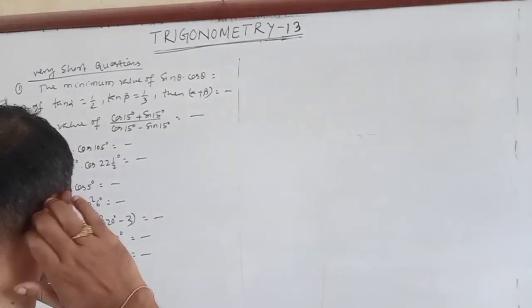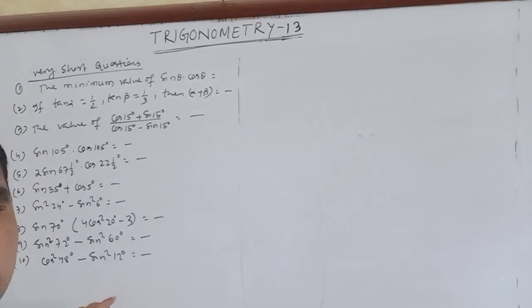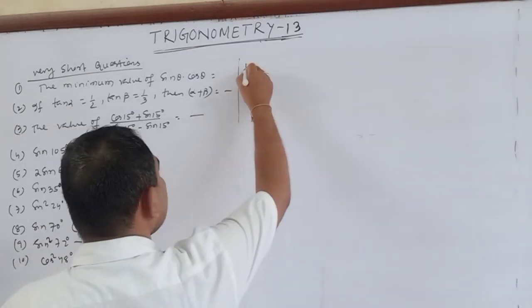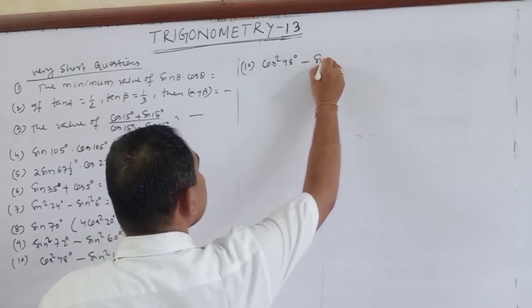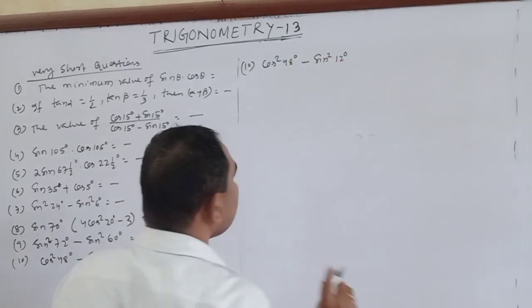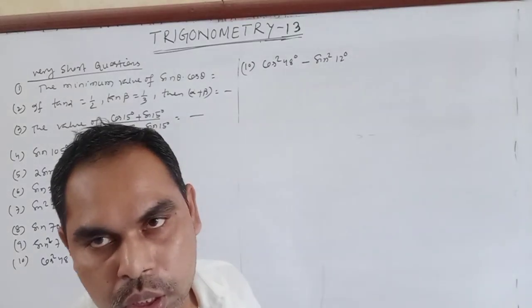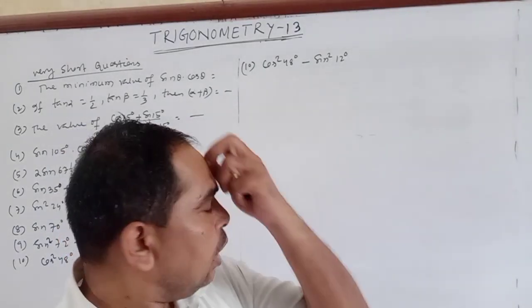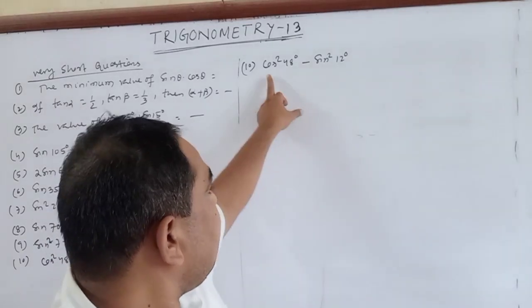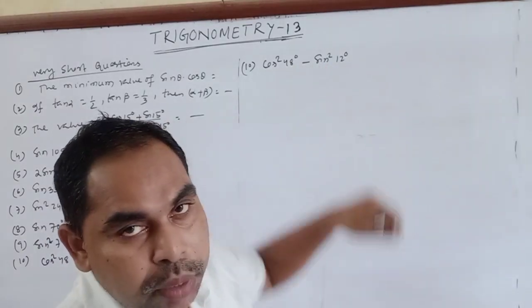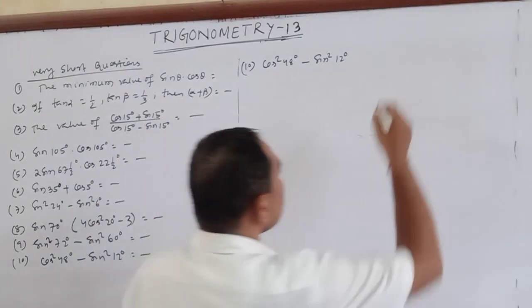Next one, question number 10: cos square 48 degree minus sin square 12 degree. Okay, so use the formula cos square a minus sin square b.